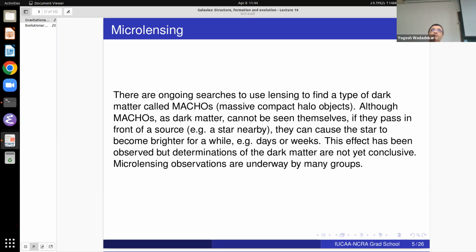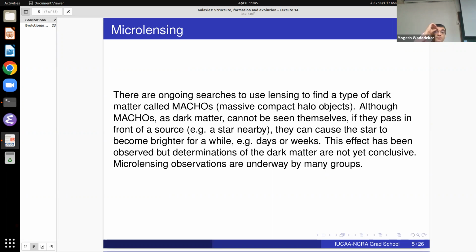So these are referred to as MACHOs, or massive compact halo objects. Halo objects are talked about more, not because there are no such objects in the disk or the bulge, but because in the halo we can actually hope to detect them. Although these MACHOs, being dark matter, should not be detected themselves, if they pass in front of a source, for example a star nearby, they can cause the star to become brighter for some time, days or weeks.